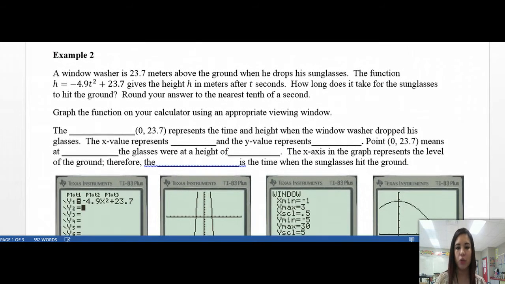Now let's take a look at example 2. In example 2, we are going to use our graphing calculator. It says a window washer is 23.7 meters above the ground when he drops his sunglasses. The function, and here's the function, gives you height in meters after t seconds. How long does it take for the sunglasses to hit the ground? So we're going to use our graphing calculator. Go to y equals and plug in negative 4.9 x squared plus 23.7, then go to graph, and you should see a graph appearing on yours.